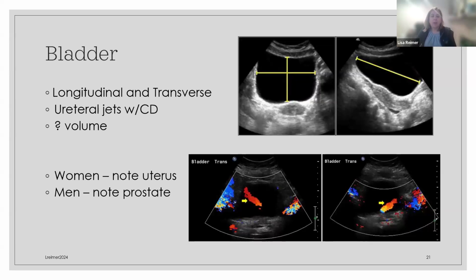If you're concerned about volume, you can always do a pre and a post volume assessment, if you're worried that maybe the problem is not being able to empty. So we can look for post-void residual by doing a pre and a post-void volume measuring in 3 planes.